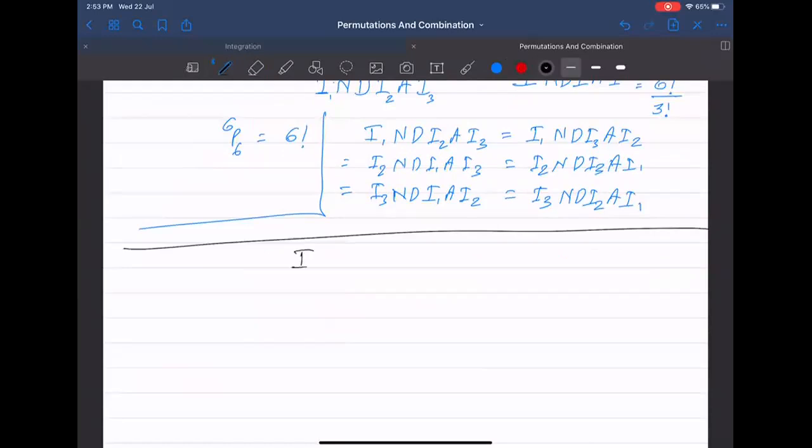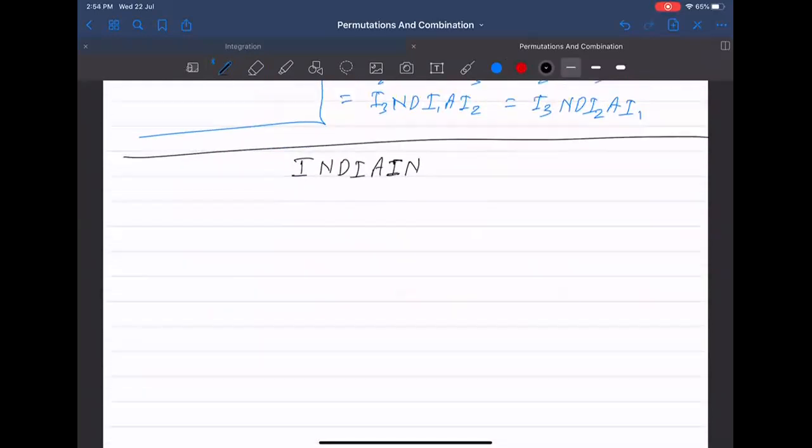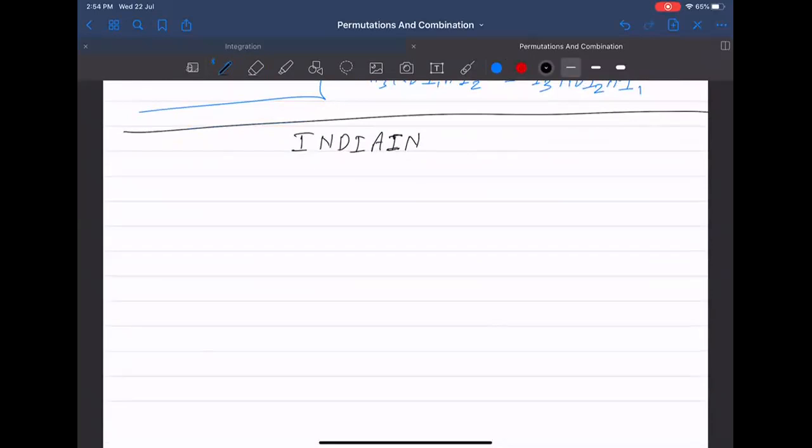What about INDIAIN? How will we arrange this? This is a 7-letter word. So what is in it? How many I's are there? There are 3 I's, no problem. How many N's? There are 2 N's. How many D's? D is 1. And how many A's? A is also 1.